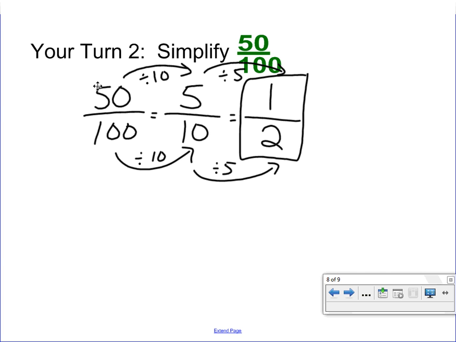Use what you know about the greatest common factor, whether it's making a list or making a factor tree, to find the greatest common factor, and you can do it in just one step instead of like I had to do here where I used 2 different steps. It's your choice. Figure out what works best for you. As long as you get the end result that everybody else does, that's what we're looking for.